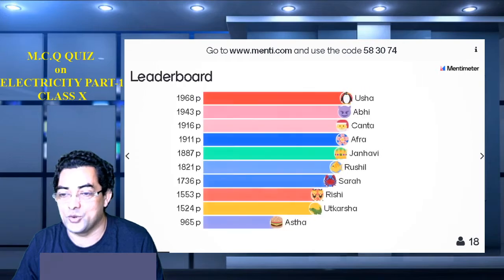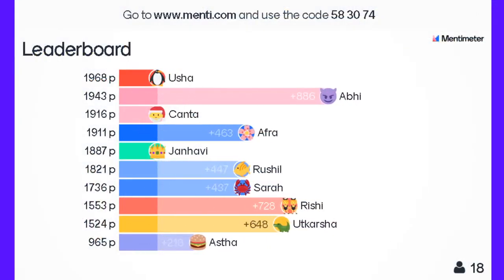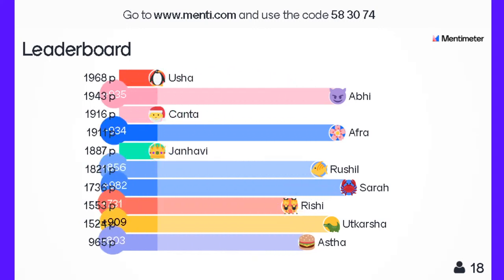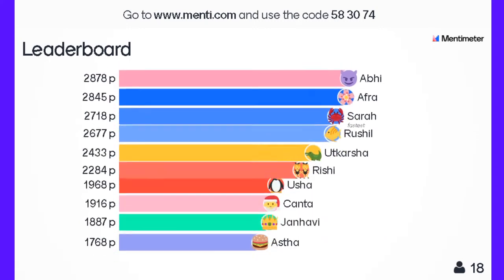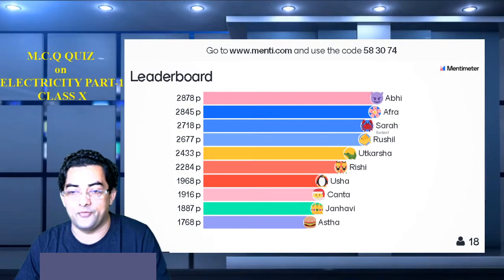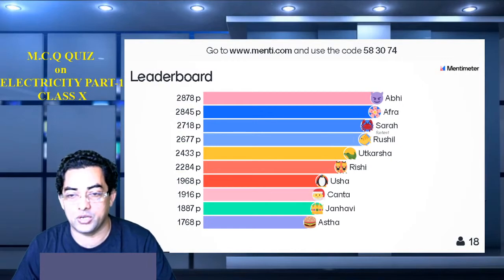Okay, let's move on to the scores and let us see what the scores are. The scores at this particular moment, after maybe 2-3 questions, are as follows. See, again a change, a lot of changes are taking place. Abhi has again moved up to 2878 points, followed by Afra, and then followed by Sara, Rushil, Utkarsha, Rishi.